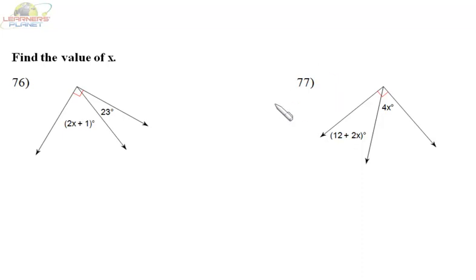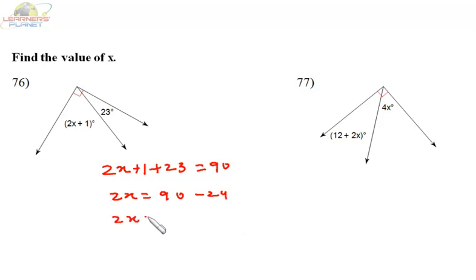Here we can see this complete angle is 90 degree. Okay, and 90 degree is broken between 23 and 2x plus 1. Okay, that means 2x plus 1 plus 23 is 90 degree, and both of them are adjacent angles. So just write the equation. It's 2x plus 1 plus 23 is 90. So 2x is equal to 90 minus 24. So 2x is equal to 66. That means x is equal to 33. Quite simple. We just have applied the property of right angle.